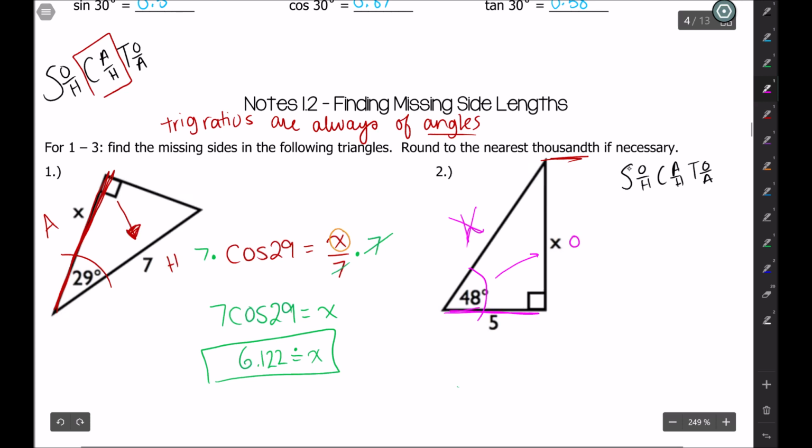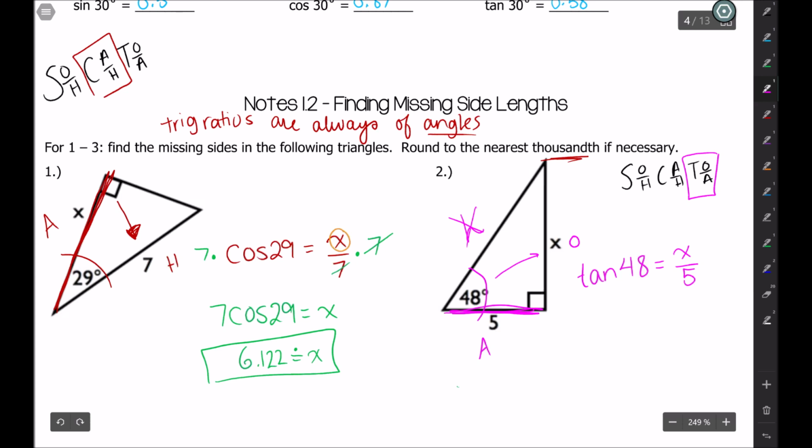The other piece of information that's given to us is the adjacent side. This side is adjacent because it is touching the angle. So I'm going to look and see which ratio uses opposite and adjacent, and that's tangent. The order matters, so make sure you always do opposite in the numerator and adjacent in the denominator. Remember, trig ratios are always of angles. So I'm going to say the tangent of my angle, which is 48 degrees, is equal to the opposite, which is the unknown, the x, over the adjacent, which is the 5.